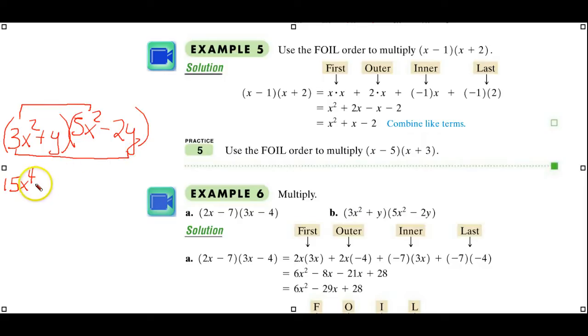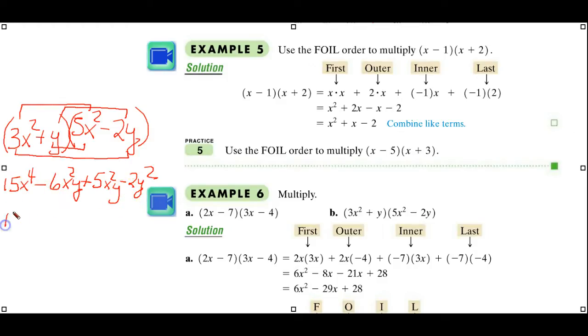Outers, a negative 6x squared y. Inners, a positive 5x squared y. And now last, a negative 2y squared. Now you combine like terms.